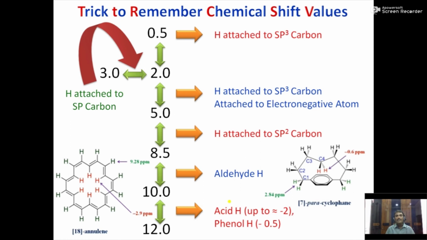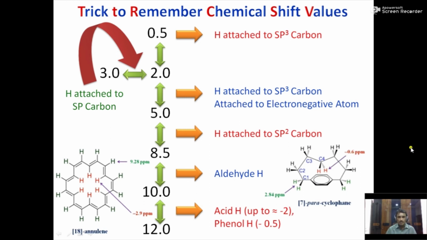In many interviews this question is asked. The OH proton is giving a negative delta value; the phenol proton is giving a negative delta value. Some of the examples I have taken: [18]-annulene, it is also giving the protons in the ring current a negative delta value. In the case of [7]-paracyclophane also, for these protons we are getting a negative delta value.